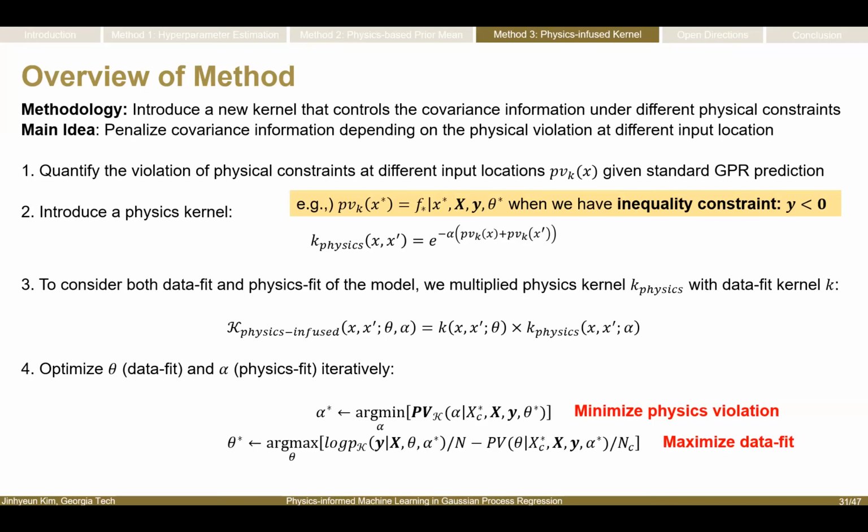Equality constraint can be divided into two inequality constraints, and we found that these two inequality constraints can be combined into one. I will introduce it in the later slide. Okay, fine. This one is for the inequality constraint. Okay, thank you.